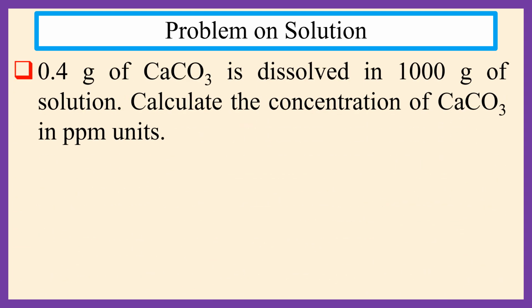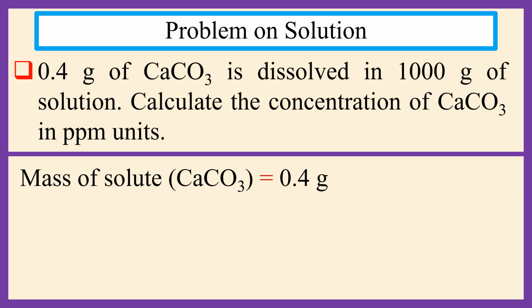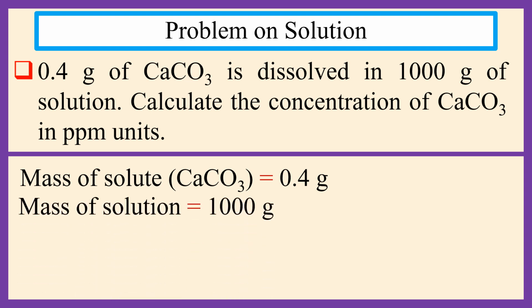0.4 gram of calcium carbonate is dissolved in 1000 gram of solution. Calculate the concentration of calcium carbonate in ppm units. Here, given mass of solute, meaning mass of calcium carbonate, is equal to 0.4 gram. Mass of solution is equal to 1000 gram.